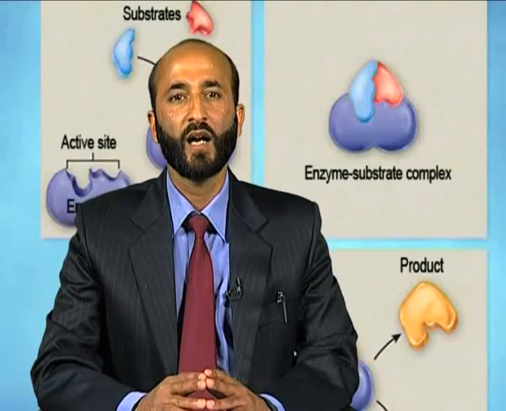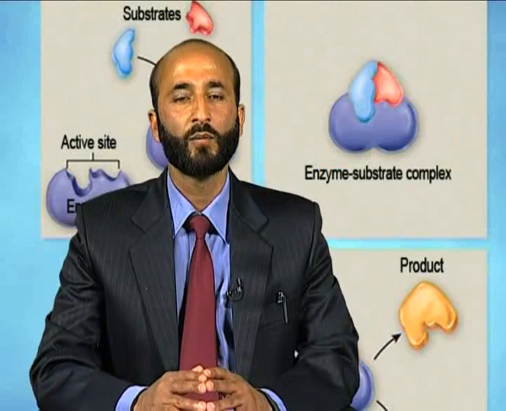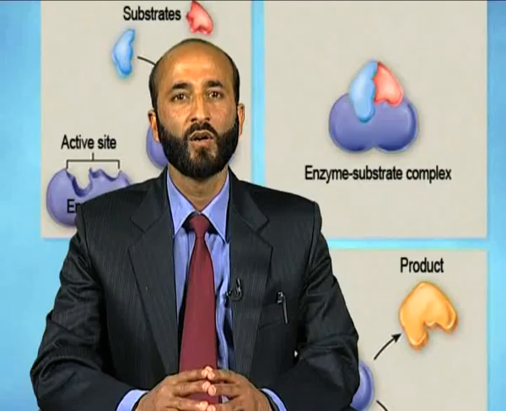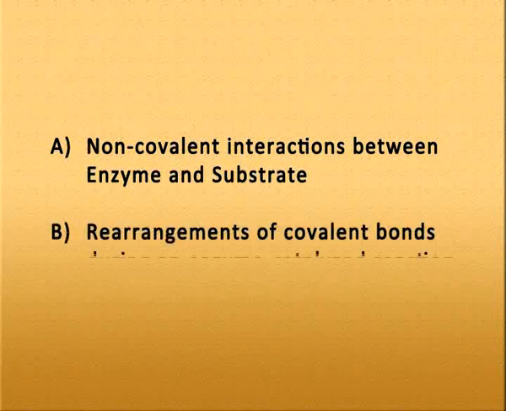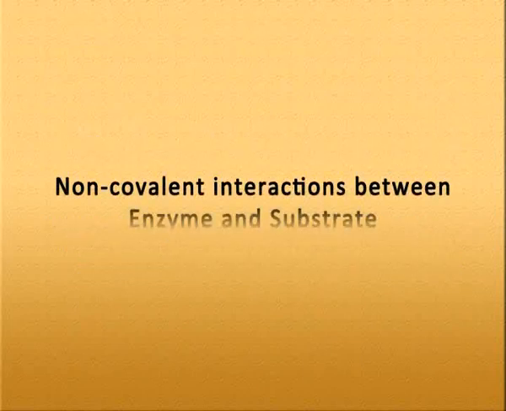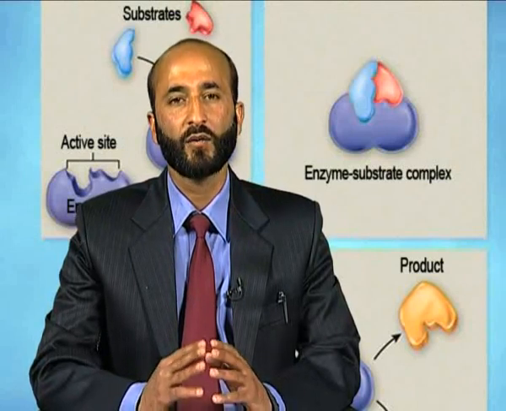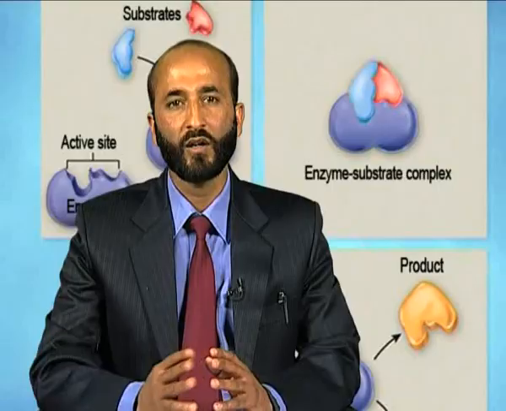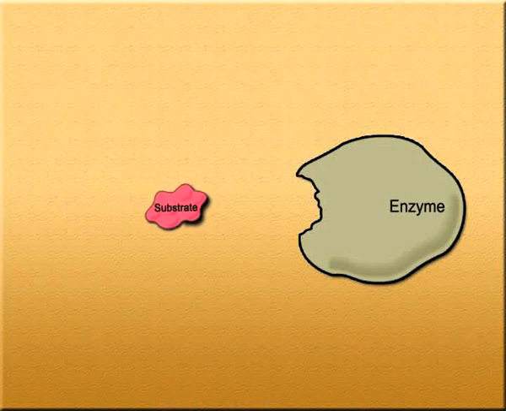The enormous and highly selective rate enhancement and the dramatic lowering of activation energies for enzyme catalyzed reactions occur through the following ways: non-covalent interactions between enzyme and substrate, and rearrangement of covalent bonds during an enzyme catalyzed reaction. First of all, let us study non-covalent interactions between enzyme and substrate. A large number of non-covalent bonds and interactions such as hydrogen bonds and hydrophobic and ionic interactions are formed between substrate and enzyme in an enzyme-substrate complex.